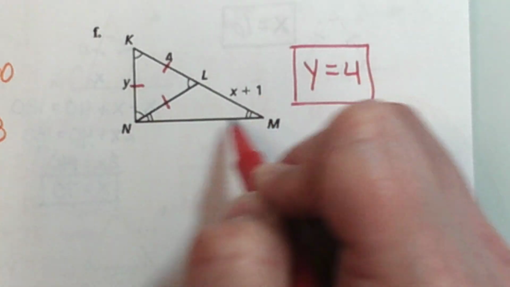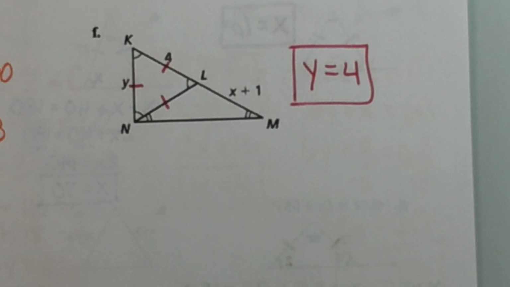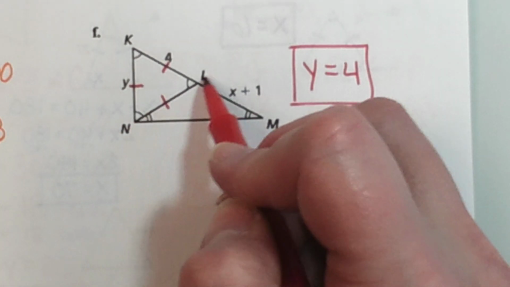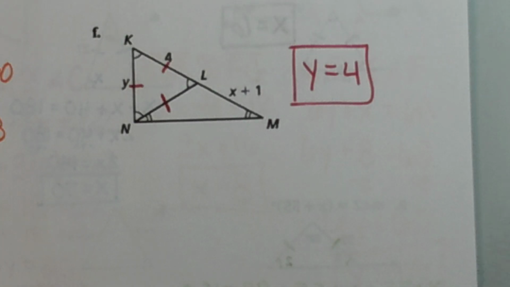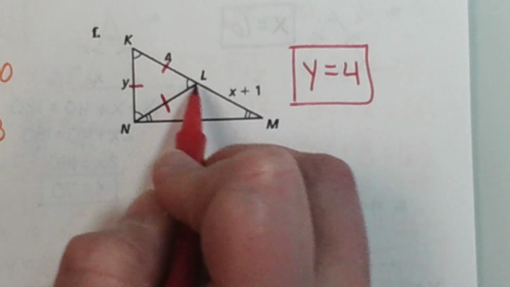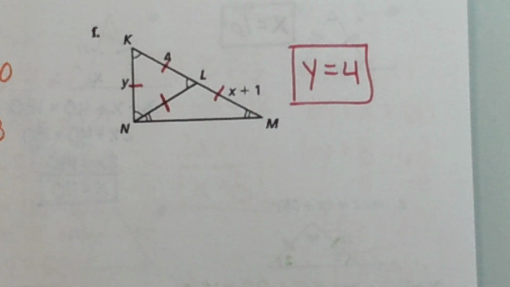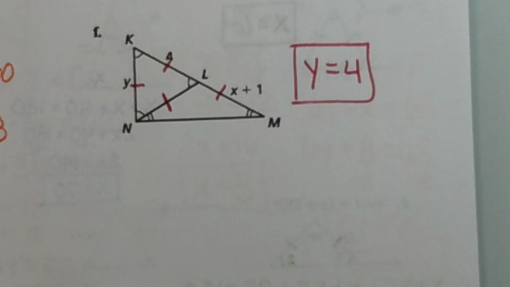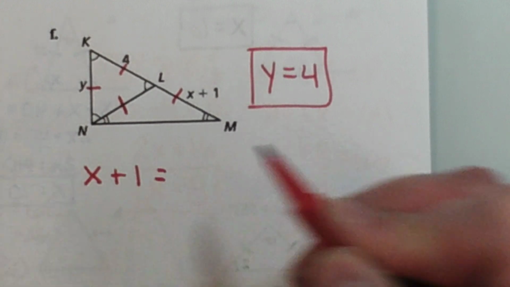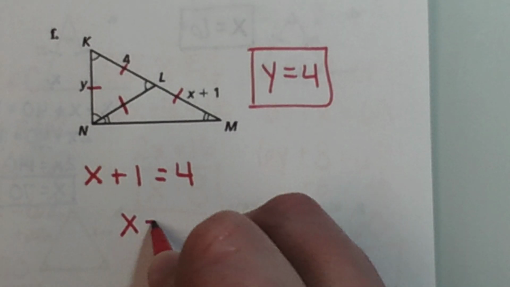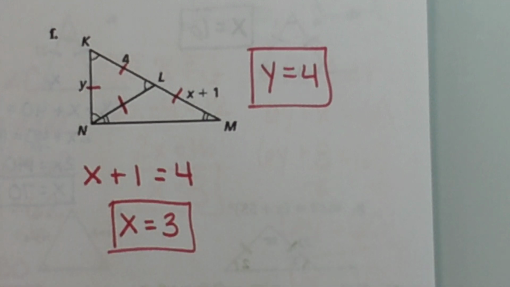It's got 2 congruent angles, which means it has 2 congruent sides. Which 2? The x plus 1 and the other one, NL. Do you notice that NL already has a single tick mark? Which means when I mark this one congruent, should I put a double tick mark or a single tick mark? Single. Which means all 4 of these are congruent. Which means I can say x plus 1 is equal to what? 4. x is equal to 3.